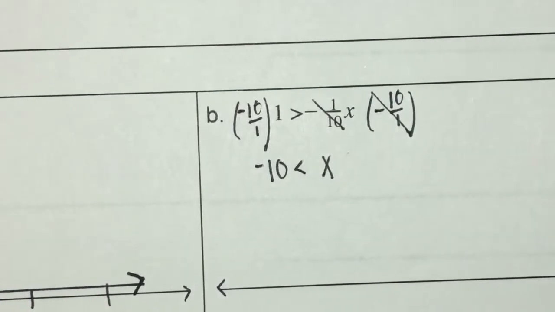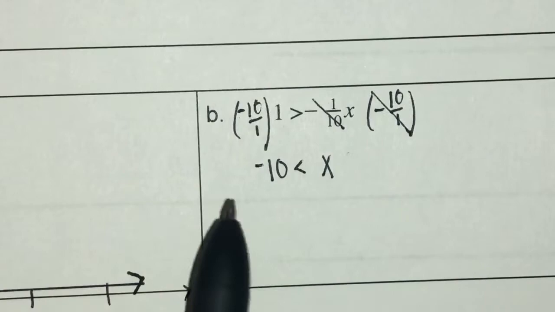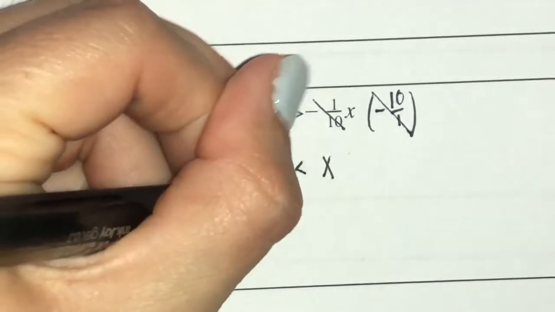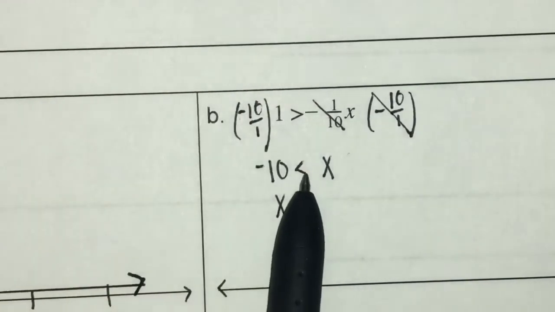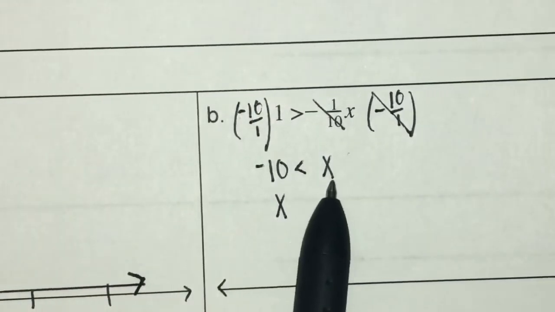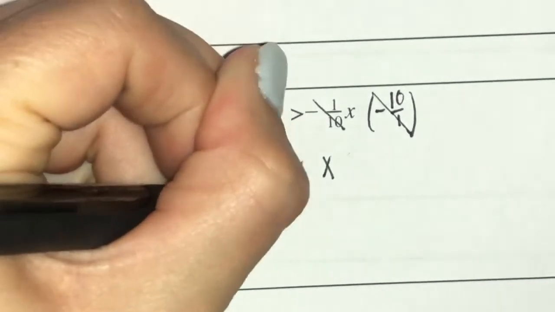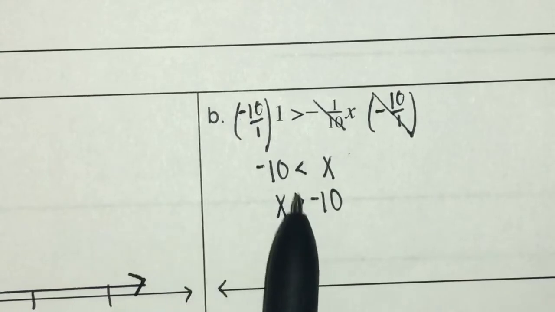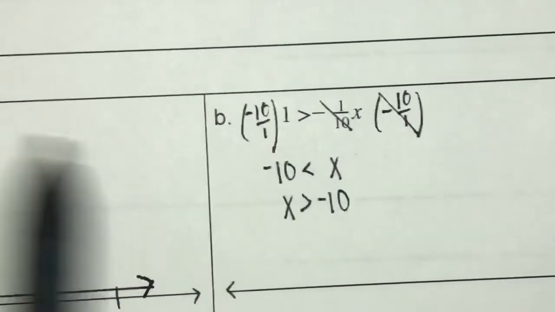And then the last thing I need to do is flip this whole inequality over, because the x is on the right and I want the x to be on the left. So I'm just going to mirror it. So the x will flip over to the left side. Originally the inequality was open to the x, so it's going to stay the same. And then negative 10. So we just took this one and flipped it over, but the inequality stayed open to the x. So x is greater than negative 10.